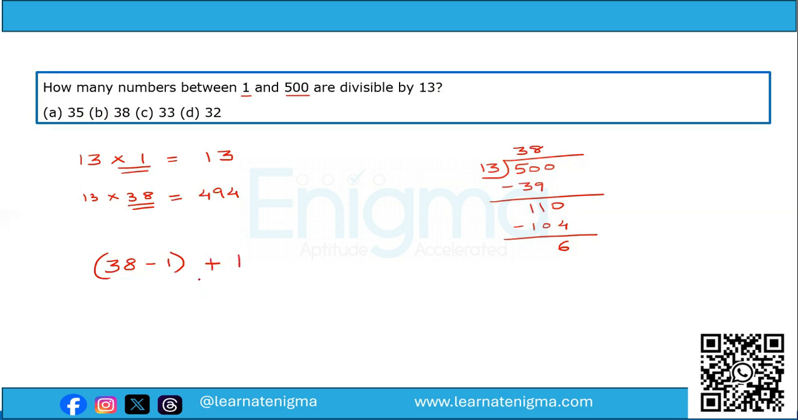Okay. Always remember you should add 1 whenever such a question is there and whenever you do it by this method. So 38 minus 1 plus 1, answer becomes 38. So that's your answer.